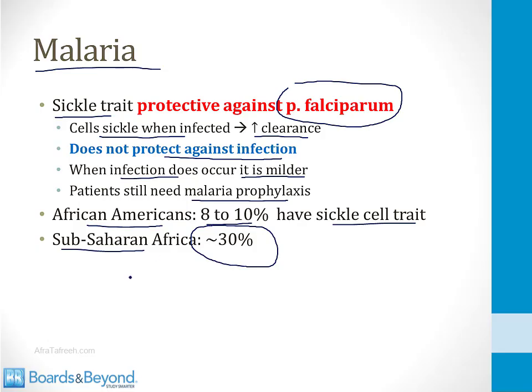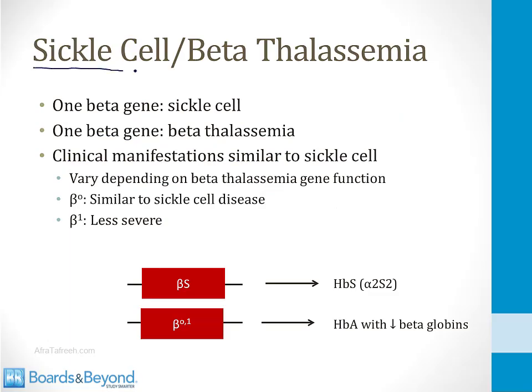Sometimes children are born with one sickle cell beta globin gene and one beta thalassemia beta globin gene. In this condition, the sickle cell beta globin gene will lead to the production of hemoglobin S. The beta thalassemia beta globin gene will lead to production of hemoglobin A, but there will be less production depending upon how severe the genetic defect is.